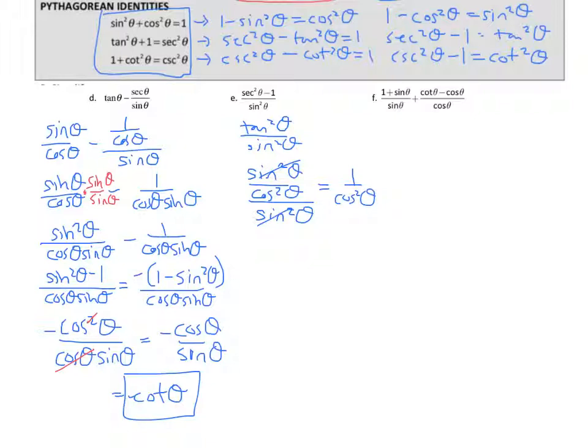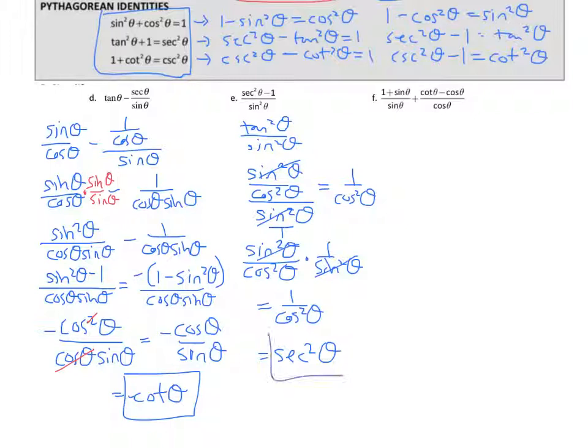The reason I'm allowed to do that is, if we do sine squared theta divided by cosine squared theta and then multiply by the reciprocal here, it would be times 1 over sine squared theta. Those would cancel. We get 1 over cosine squared theta. And 1 over cosine squared theta is secant squared theta. And that's as simple as it gets.